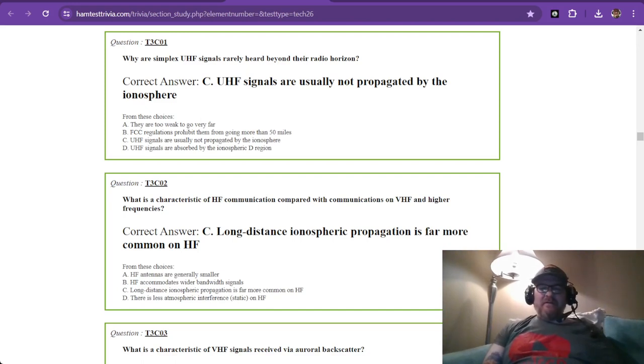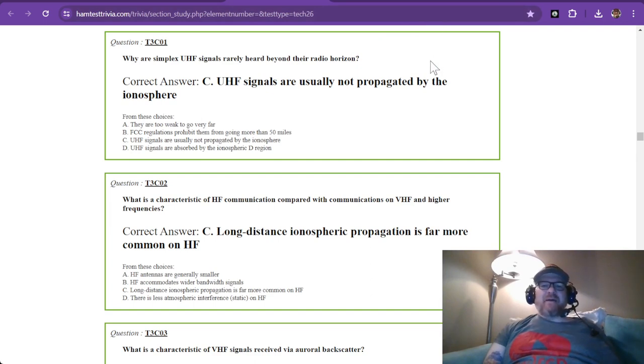We are on element 3, subelement C. This one's a fun one, so I have pictures. Why are simplex UHF signals rarely heard beyond the radio horizon? UHF signals are usually not propagated by the ionosphere.